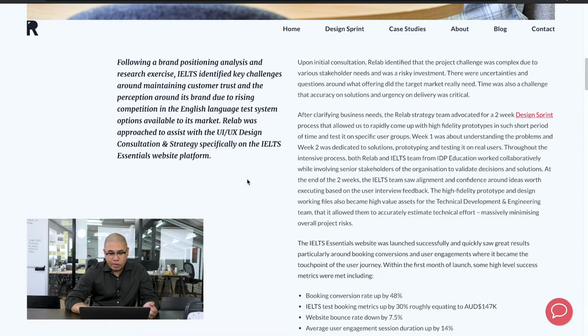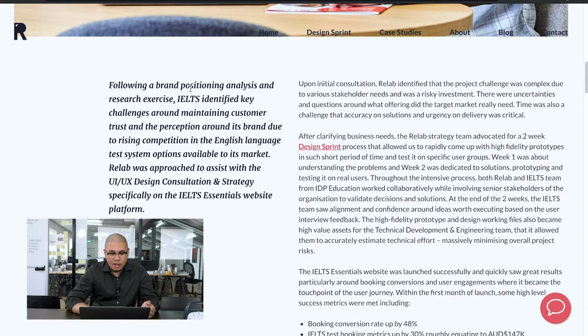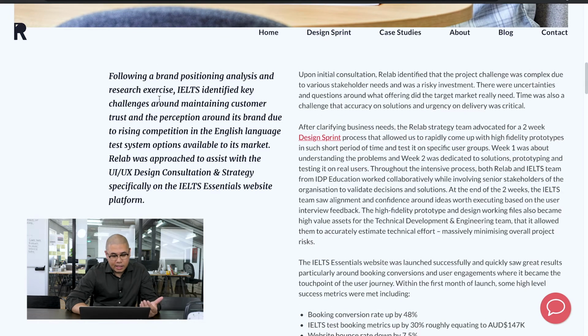So I'm just going to quickly read this out, and I'll try to zoom in as well for the screen. Essentially what we're saying here is, following a brand positioning analysis and research exercise, IELTS identified some key challenges around maintaining customer trust and the perception of its brand due to rising competition in the English language test system. So we're trying to acknowledge the problems that they identified themselves as a company.